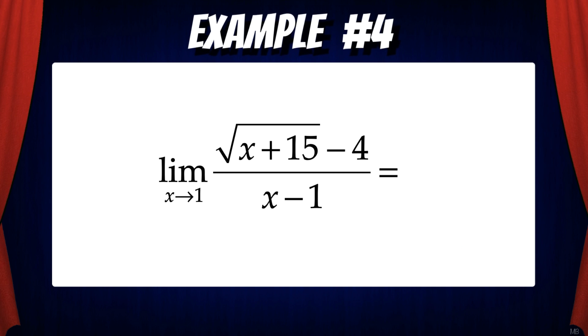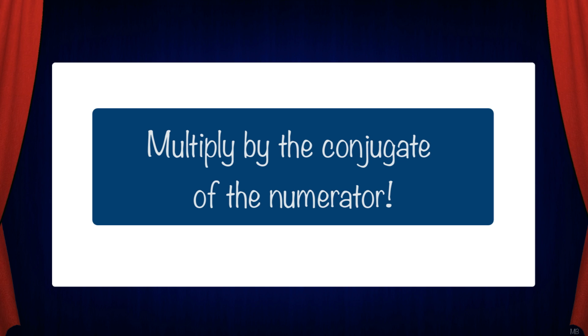Okay, here's a slightly trickier example. We have the limit as x goes to 1 of the square root of x plus 15 minus 4 over x minus 1. When we plug in 1 to this function, we get 0 over 0, which means we have more work to do. Well, in looking at this, there's no way we can factor. So what we're going to do is a trick. We're going to multiply the numerator and denominator by the conjugate of the numerator.